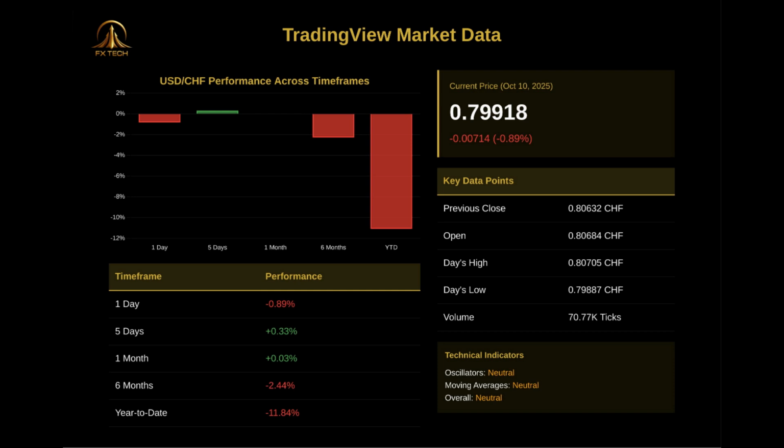Looking at longer timeframes reveals the pair's challenges. Down 2.44% over 6 months, down 11.84% year-to-date, and down 6.68% over 1 year. The day's trading range between 0.79887 and 0.80705 demonstrates significant volatility. Technical indicators are showing neutral readings across both oscillators and moving averages, suggesting the market is at a critical decision point.